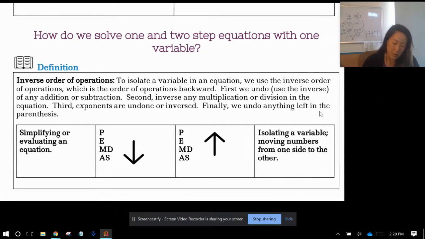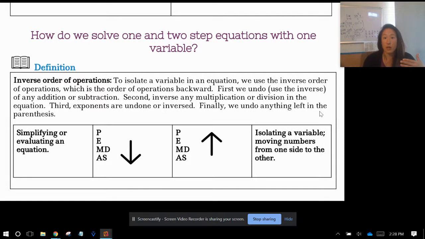Inverse operations. So inverse operations are the operations but backwards. So it's like undoing operations. So when I think of inverse, I think of undo. So when we solve an equation, we start with our order of operations. So parentheses, exponents, multiply and divide from left and right, and add and subtract from left and right.